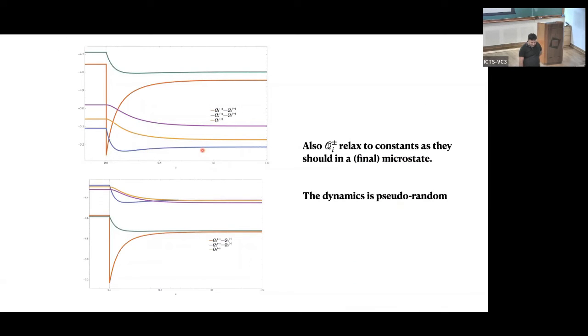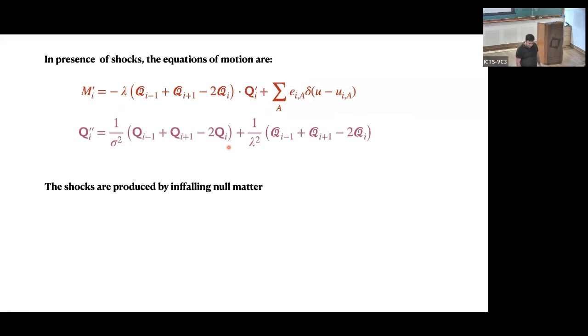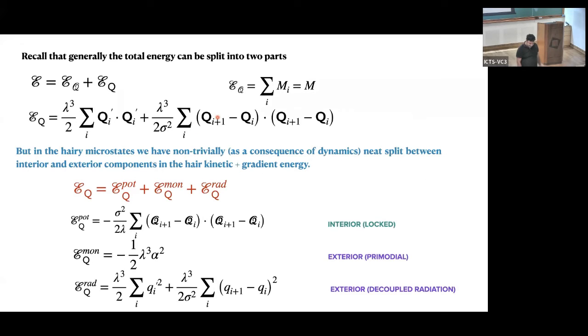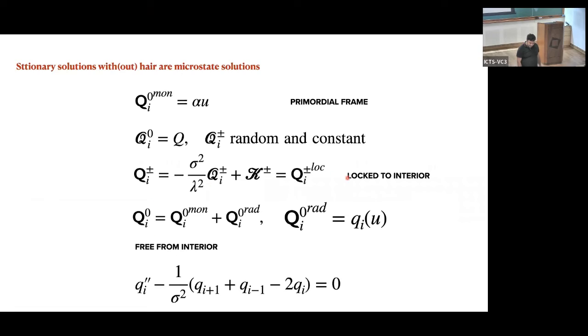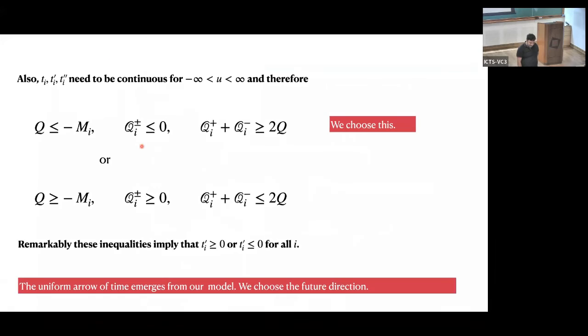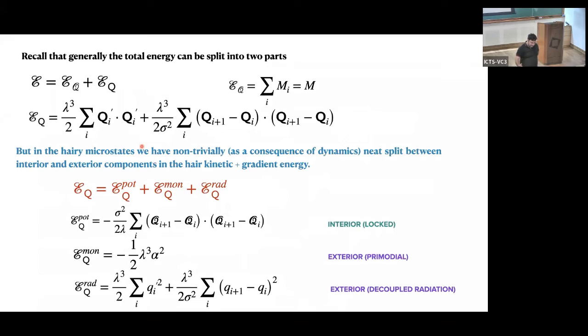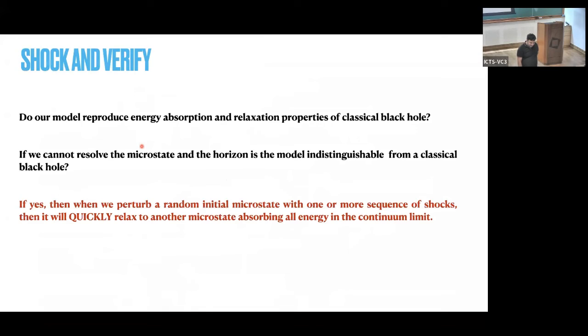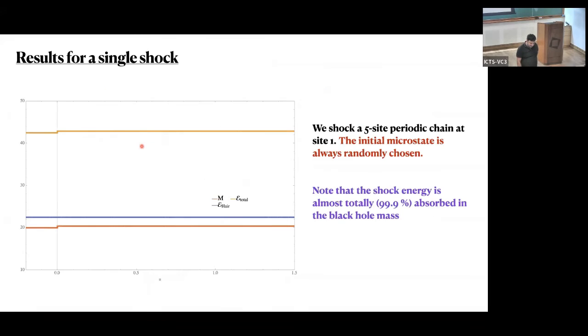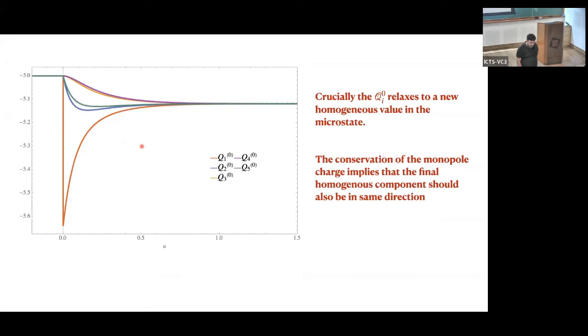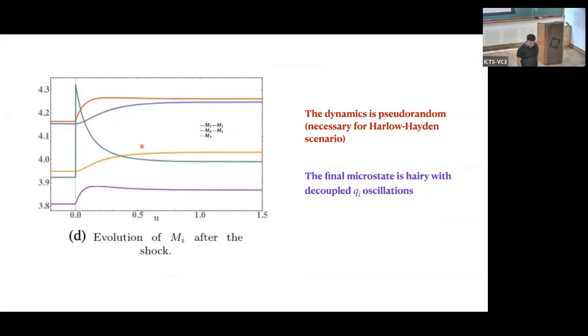But anyway, the main point is that the dynamics is pseudo-random. If you perturb it, a black hole microstate goes to another black hole microstate, and only in the black hole microstate can you have some notion that you can factorize the two Hilbert spaces into interior and exterior, because the hair in general cannot be factorized into something that is locked to the interior and something that is decoupled from the interior. But it happens only when the system settles down into a particular microstate. And you see energy absorption and relaxation properties like a black hole. We are not interested in whether we are able to reproduce the black hole entropy here. So anyway, I don't want to go into the details.